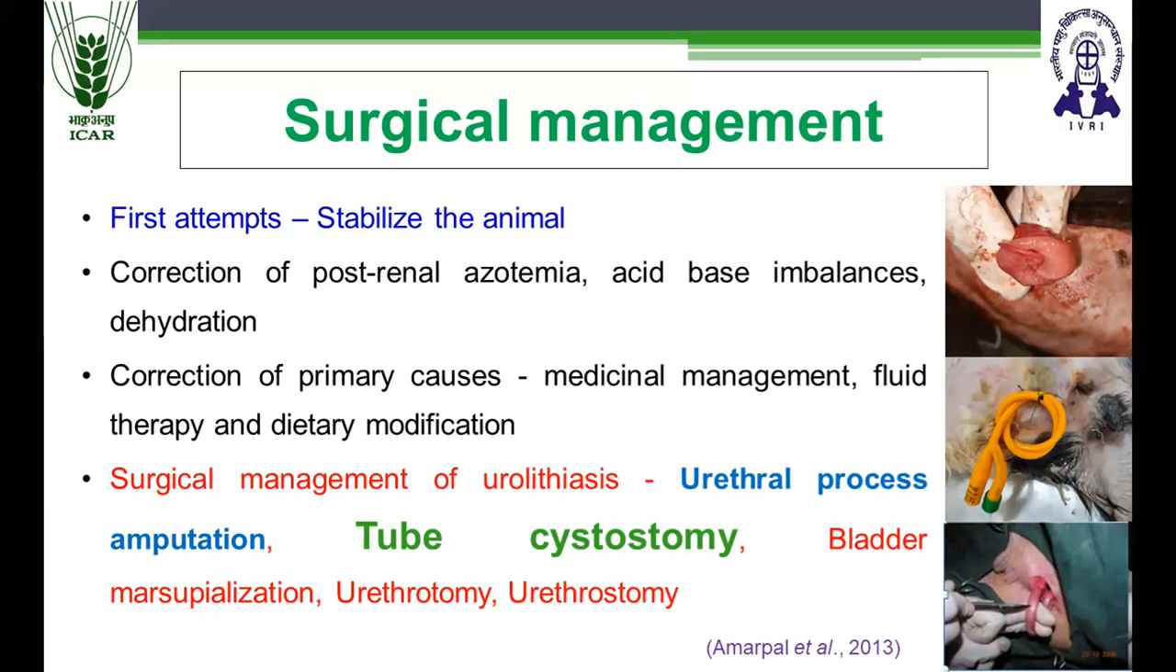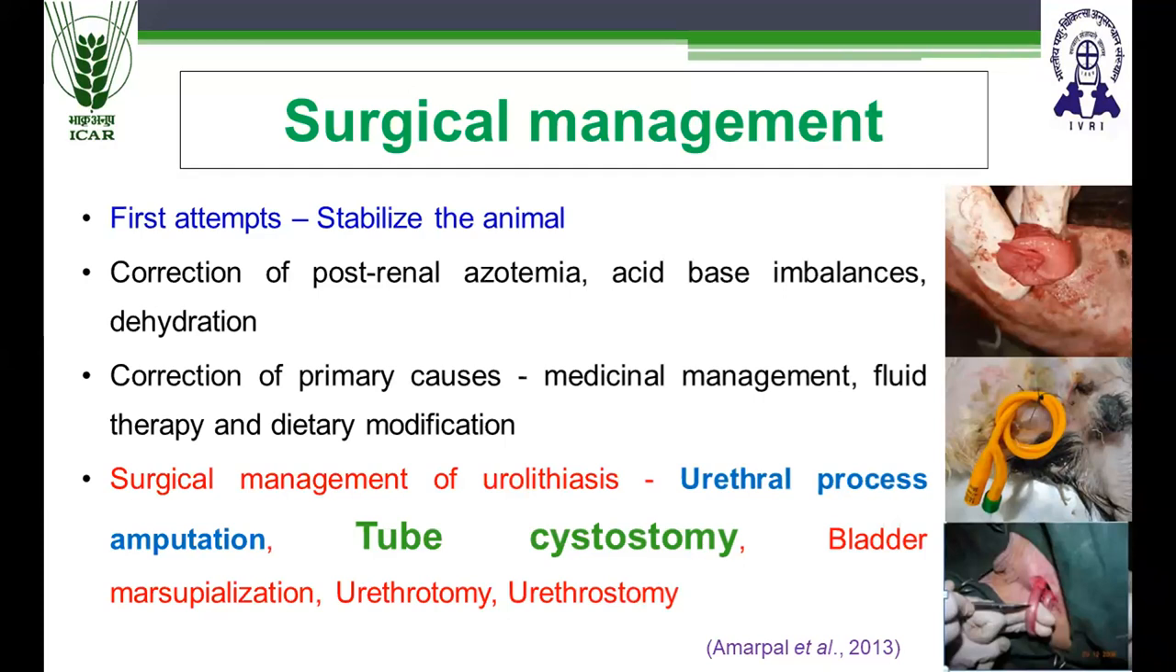urolithiasis. In case of sheep and goat, the first option we go for is urethral process amputation. Next is the most commonly used method, that is tube cystostomy. Third is bladder marsupialization, urethrotomy, and urethrostomy.